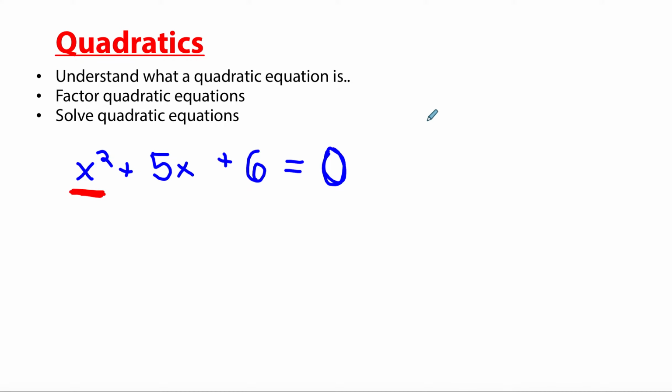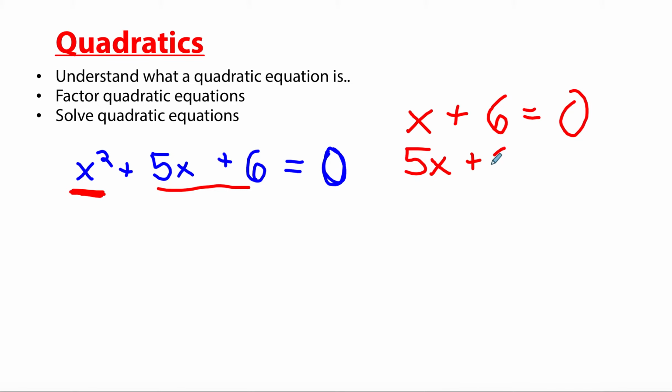There are other types, like linear equations, and a linear equation would just be like x plus 6 equals 0, or if we just took this part, 5x plus 6 is 0. What makes these linear equations is that the highest order term is this term x, and it's just raised to the first power. So when the highest order term is raised to the first power, that's a linear equation. A quadratic equation is when the highest order power is squared. And there's a general form for these.